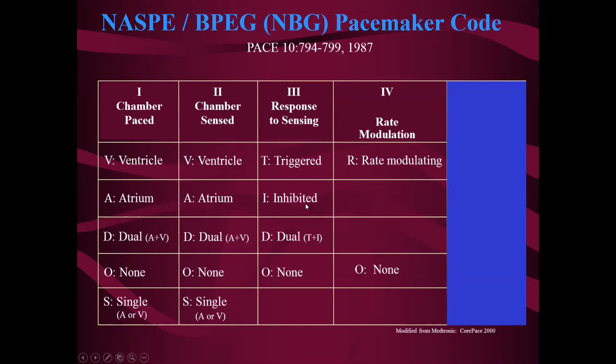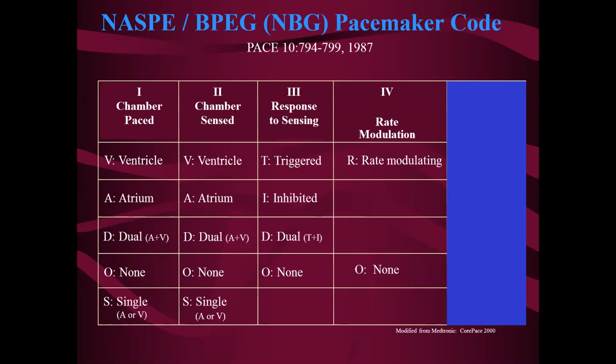So this is a very straightforward one. And then if it's AAI, it would be operating in the atrium. If it is DDI, then it would be pacing and sensing in the atrium and ventricle. Whenever it sees a signal, it's just going to inhibit from pacing. What you see more commonly is DDD, so pacing and sensing in atrium and ventricle. But when it sees a signal, depending on where it sees the signal, it could either inhibit from pacing or it could trigger a pacing impulse.